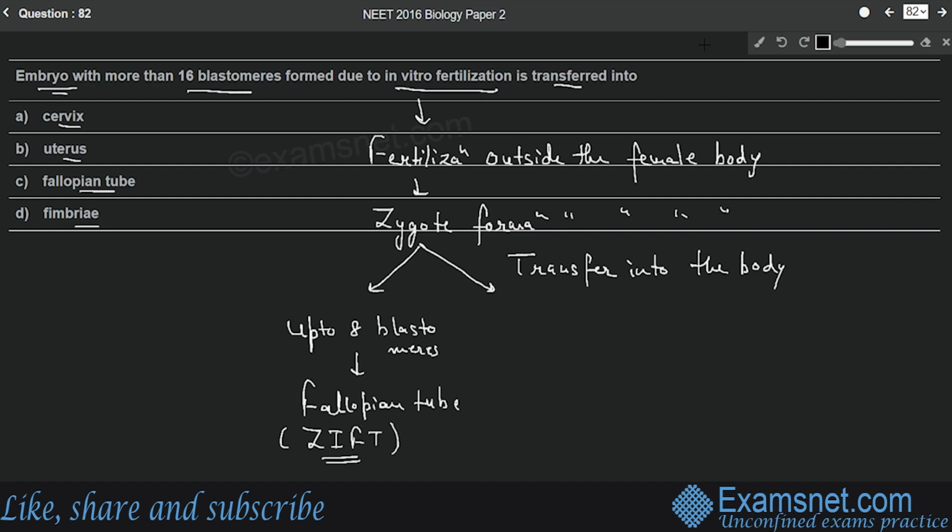Whereas in the second case, when there are more than 8 blastomeres, here 16 blastomeres are mentioned. For 16 blastomeres, it can be transferred directly into the uterus, and this is known as intrauterine transfer or IUT in short. So for 16 blastomeres it has to be transferred inside the uterus. So the correct answer will be option number B.